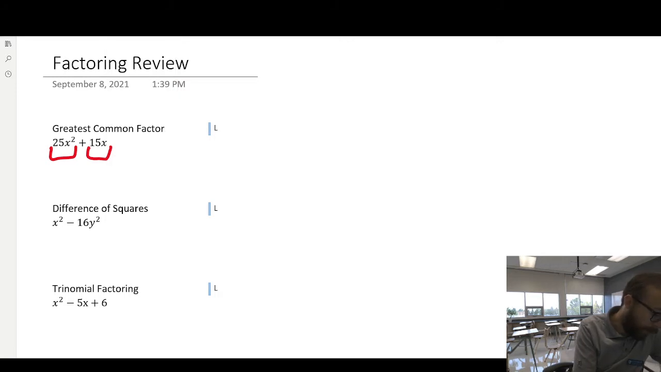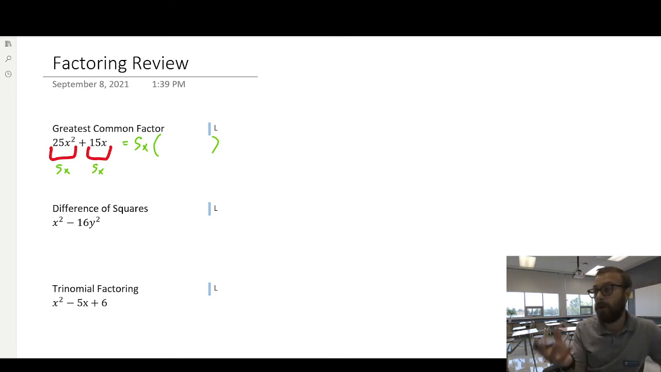Okay, well, we can divide by 5 over here, like the 25 can be divided by 5. And we can divide by 5 for the 15. And we can also divide by x and divide by x. So if we do that, we're going to take the 5x outside the brackets. So this is the idea of what we're doing here, is we're taking the 5x outside the brackets, and that's us dividing it out. And then whatever we're left with stays inside the brackets. So we're left with the 5x plus 3.